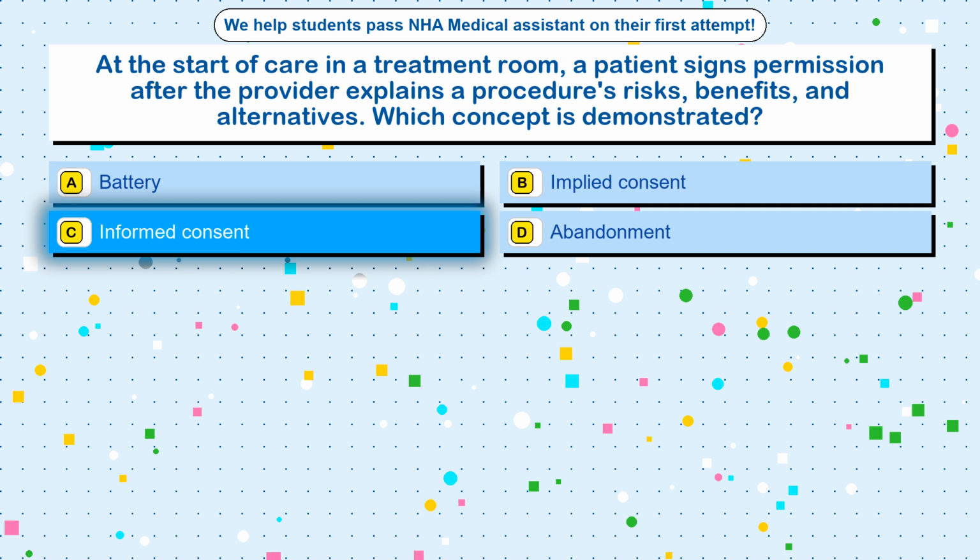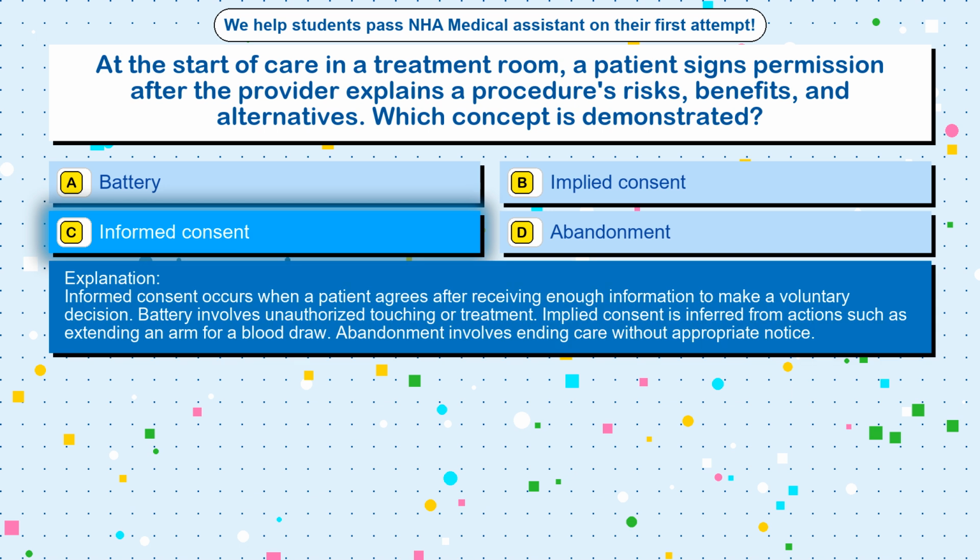Informed consent. Informed consent occurs when a patient agrees after receiving enough information to make a voluntary decision. Battery involves unauthorized touching or treatment. Implied consent is inferred from actions such as extending an arm for a blood draw. Abandonment involves ending care without appropriate notice.